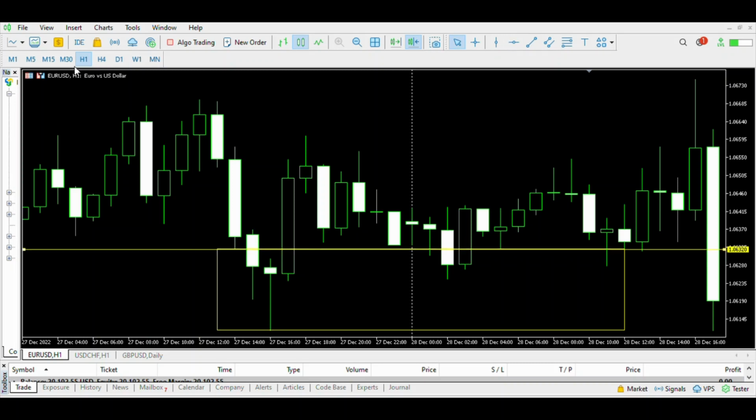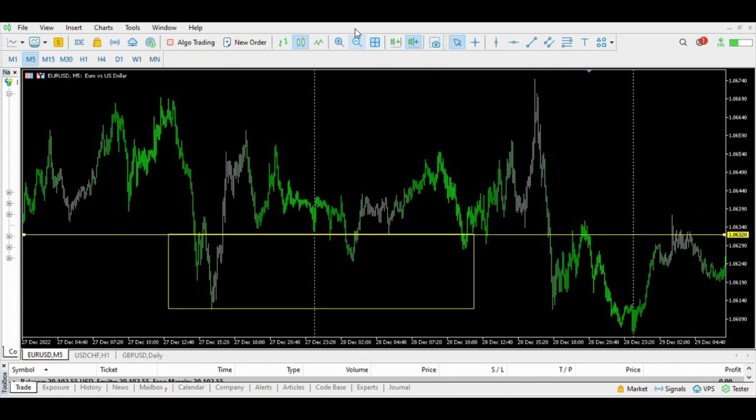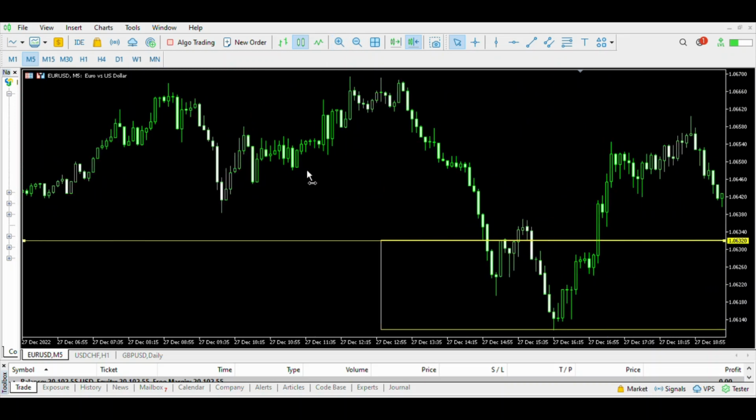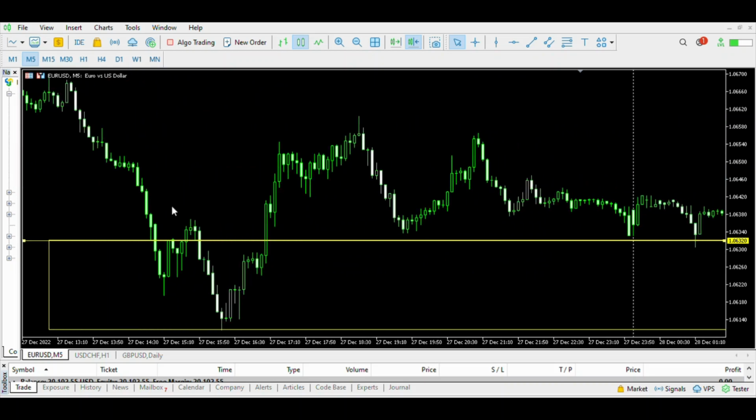I'm going to go down to M5 now. And what was the date on that? Okay, so here we are. I'll show you what that looks like on M5. So as you can see, it's not as clean when you look on the M5. Look, there's a lot of price action here.